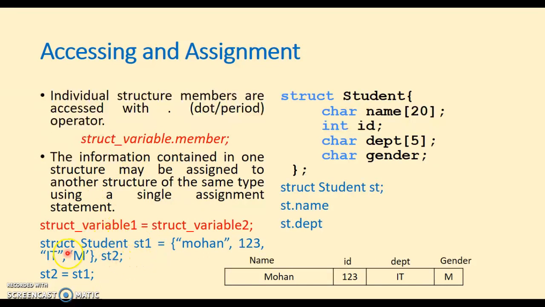Okay. Here we can see the example: struct student st1 is equal to Mohan, 123, IT, M. Okay, these four fields are in st1. So if you want to store the same information in st2, then st2 is equal to st1, so that the information in st1 is completely assigned to st2. We need not copy each and every field of the structure.